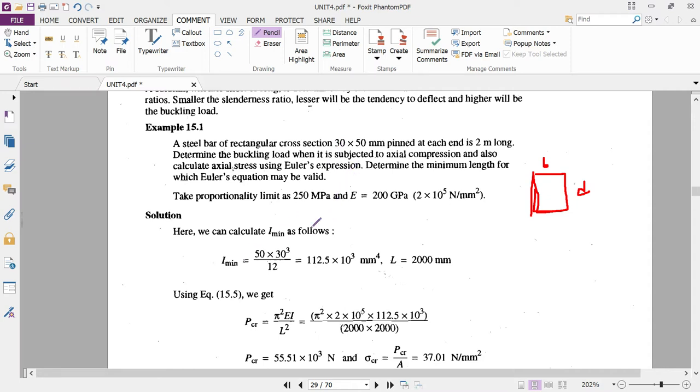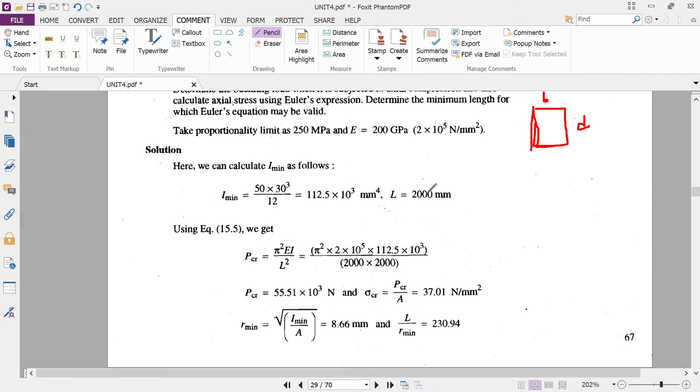I minimum will be equal to D B cube by 12. D is 50, B is 30. So 50 into 30 cube by 12 is equal to 112.5 into 10 to the power 3 mm to the power 4. L is in meter, so we have to convert it to mm, that is 2000 mm.